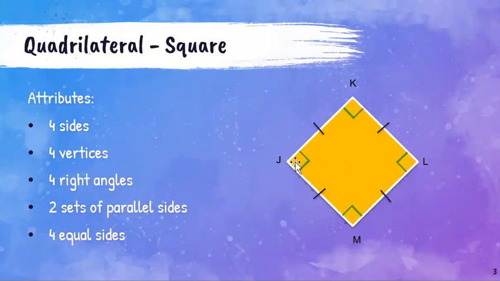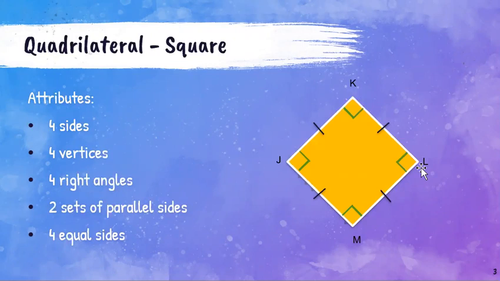All right, so four right angles with the square, two sets of parallel sides. In this case, we would have JK and ML. Those two lines are parallel. And JM and KL, those two lines are parallel. So you have two sets of parallel sides.